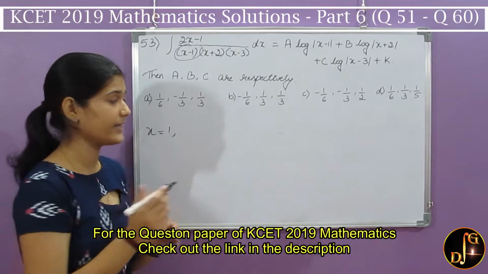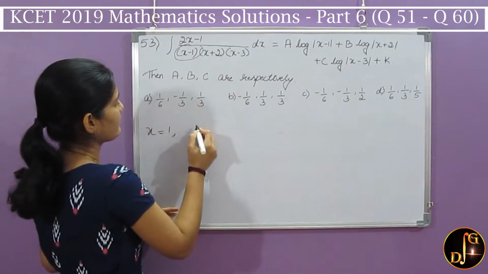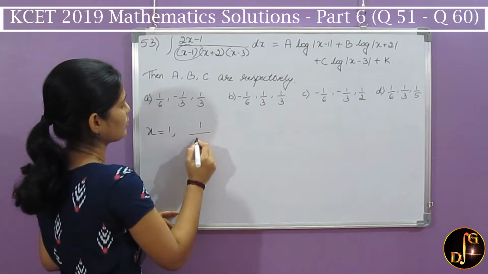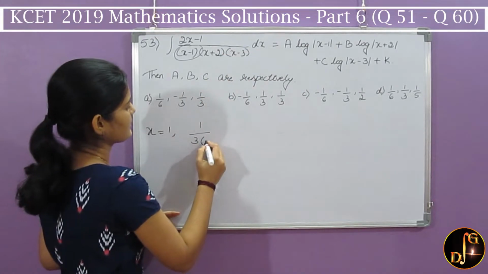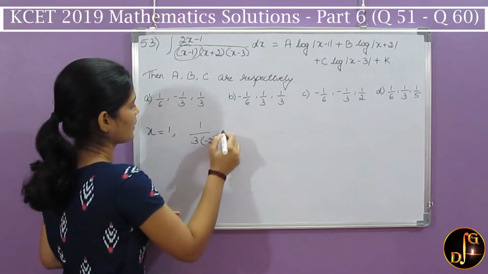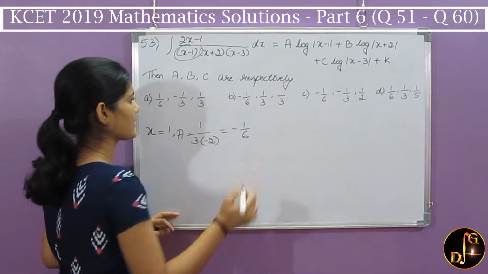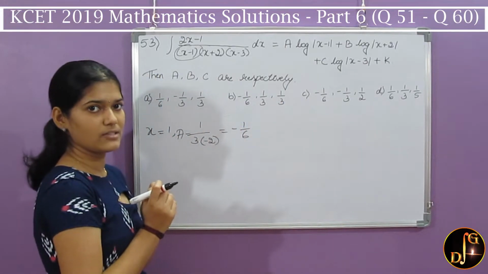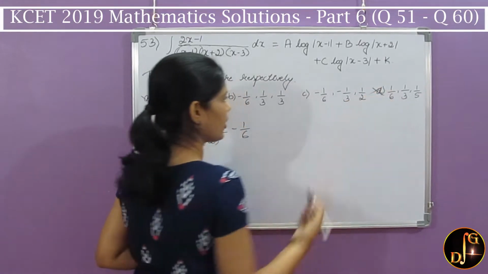then you will get the value of a directly. That is, if you apply x is equal to 1, then the numerator will be 2 minus 1, that is 1, divided by 1 into 2, 1 plus 2, that is 3, into 1 minus 3, means minus 2. So the value of a is minus 1 by 6. In two options we have a is minus 1 by 6. So let's remove option A and option D.